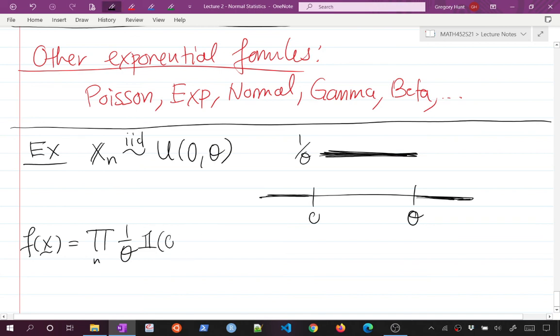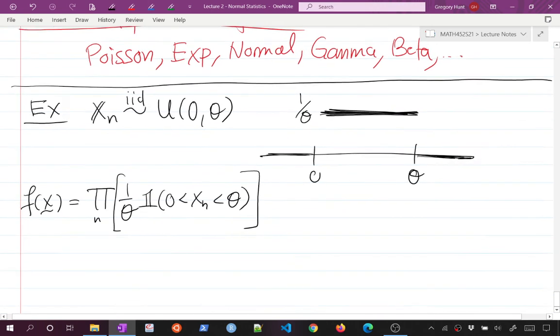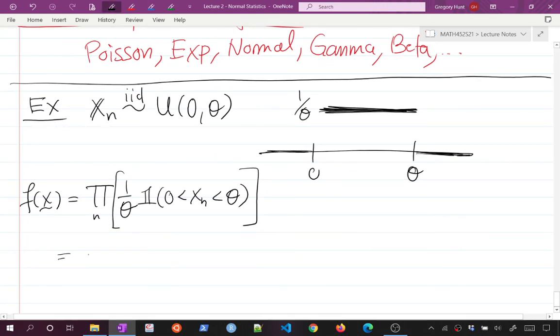My support is that the x sub n's are between 0 and theta. Okay? So that is the proper way to encode that. 1 over theta for the indicator of the support. The support is x n's are between 0 and theta. So let's try and make this into the form of an exponential family. Certainly I can pull out this 1 over theta, so it's maybe 1 over theta to the n. And then I get left over here the product of all these indicator functions.